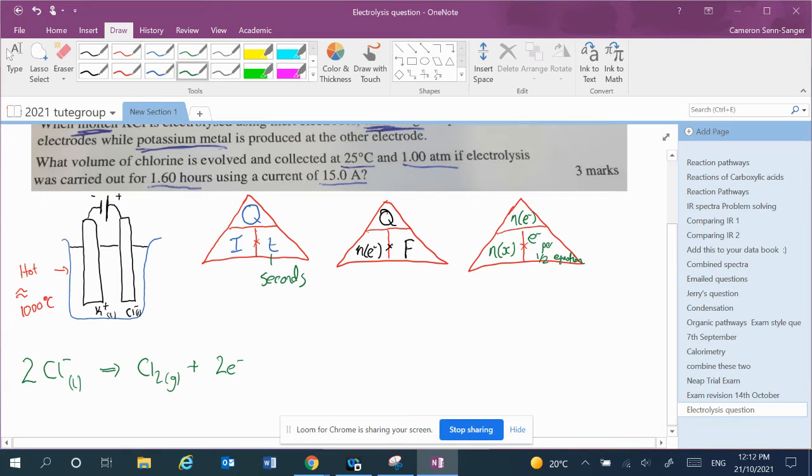We're going to start this process by working out the charge. Coulombs is going to come from the current multiplied by the time. We're told in the question that we've got 15.0 amps multiplied by 1.6 hours. So we need to times that by 60 to turn it to minutes, and times it by 60 again to turn it to seconds. Using our calculators, that is going to be 86,400 coulombs.